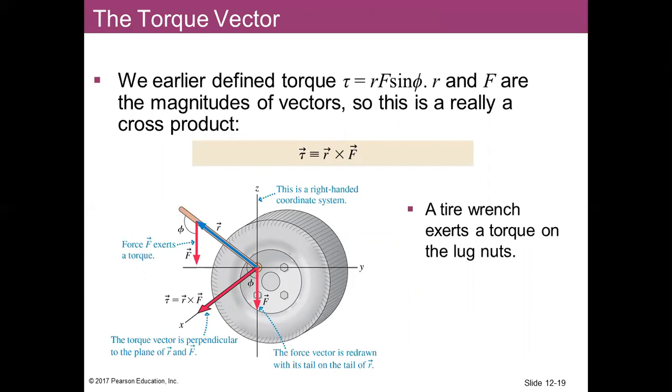So the torque vector, we earlier defined torque as RF sine phi, where R and F are the magnitudes of the vectors. So this is a cross product, where tau is equal to R cross F.